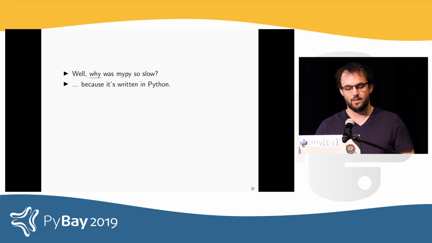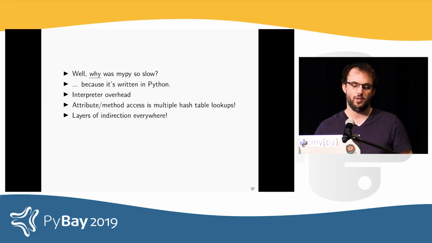So why is it so slow? Because it's in Python. Well, there are a bunch of things. One is interpreter overhead. It's not directly running code. It's an interpreter loop that has to read opcodes and dispatch, and there's a bunch of stuff there. Sort of more important, though, is that accessing an attribute or a method is multiple hash table lookups. If you write foo.bar, it's going to do at least 2 hash table lookups and maybe some allocations, and it's just this whole big process. And in general, layers of indirection everywhere. So the question is, well, why is this all true? Why is attribute access a hash table lookup? Why are there all these layers of indirection? And the answer is because Python doesn't have types.